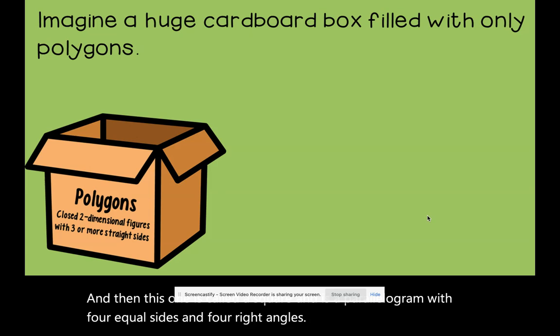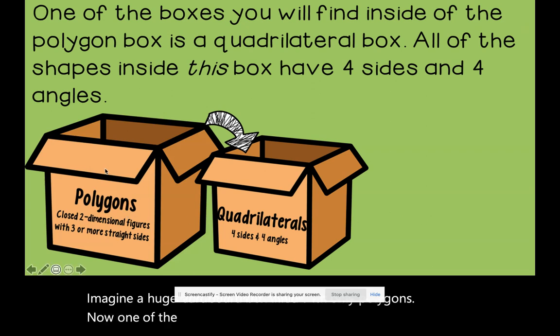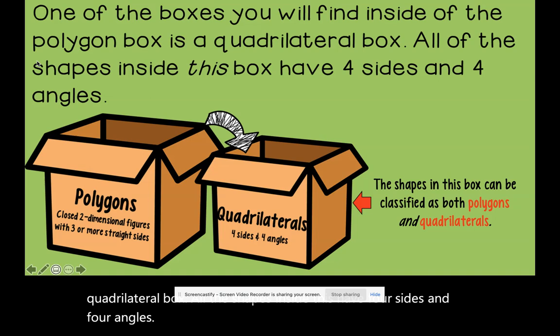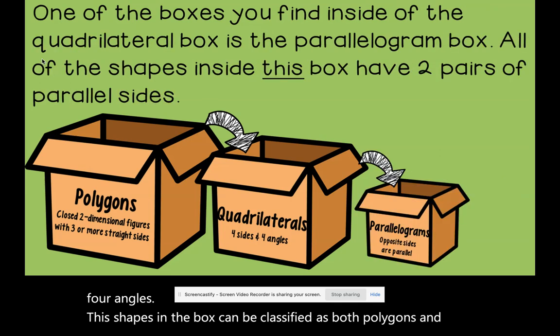Imagine a huge cardboard box filled with only polygons. Now, one of the boxes you will find inside of the polygon box is a quadrilateral box. All the shapes inside this have 4 sides and 4 angles. These shapes in the box can be classified as both polygons and quadrilaterals.